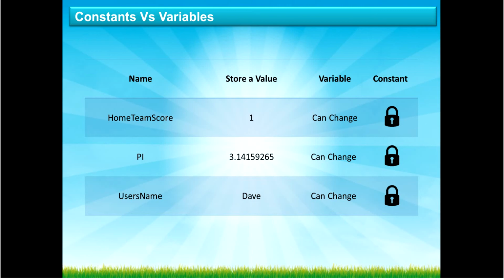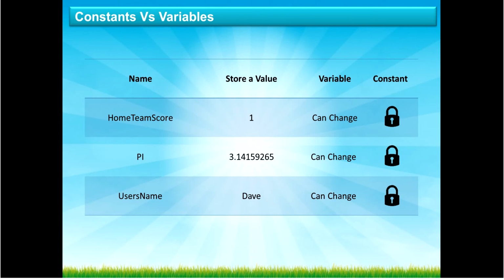So let's take the first one, home team score, and it's storing the value of 1. So obviously I'm relating that to a sport of some sort. So either football, maybe basketball, maybe hockey, whichever sport you can think of. So I want you to imagine that Walsall Football Club are playing at home and they are playing Wolverhampton Wanderers. Walsall have just scored a goal and they are 1-0 up.